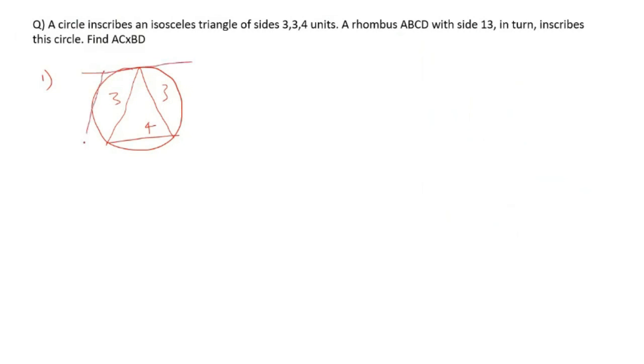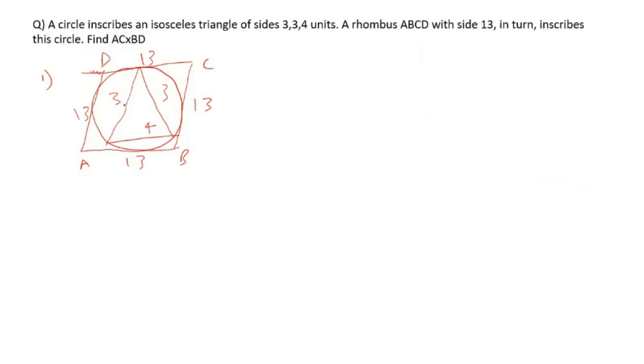So there is a rhombus here which inscribes this circle. Ignore this part, please. So it is ABCD, and we have to find AC into BD. First things first, we know the side of the rhombus, and in a rhombus each side is equal, so all sides will be 13. So we know this, and we know the side of the triangle, right?